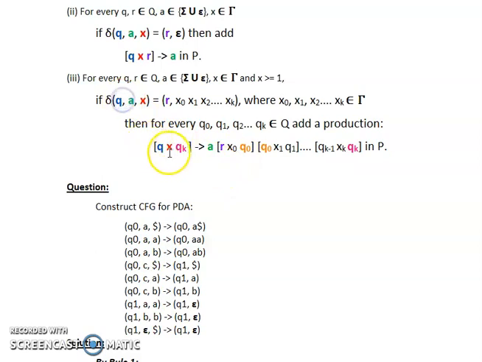Now the same color represents the same symbol. So the starting state, that is Q, is copied as it is over here. Then the top of the stack, that is X, is copied over here. Then the symbol A, that is our input symbol, is kept on the right hand side of our production rule. Then the state to which we have moved from state Q to state R, the new state, will be over here.